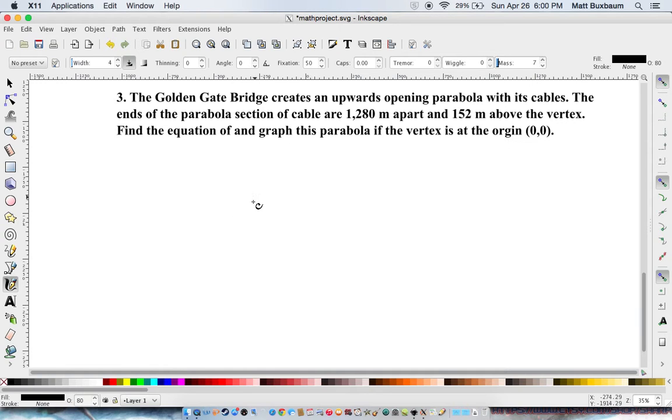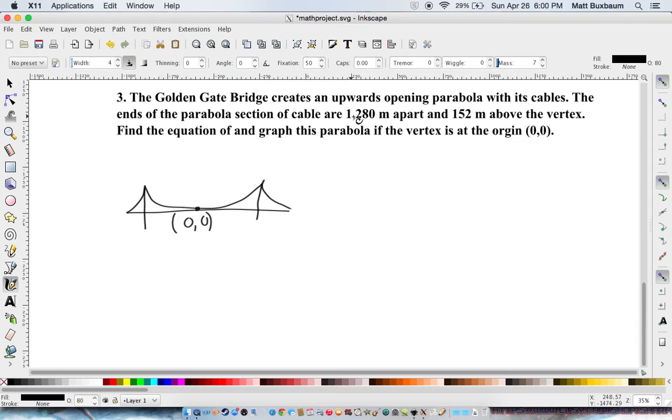Alright, so first thing we'll probably want to do is, this might be a little hard to visualize, so let's draw a little picture. So, okay, here is my beautiful Golden Gate Bridge. That's our parabola. Oh, that's nice. Very good, very good. Alright, and our vertex is right here at 0, 0.